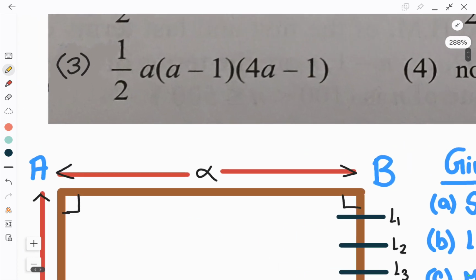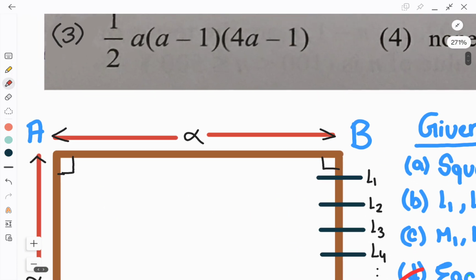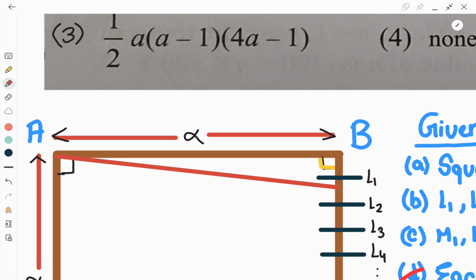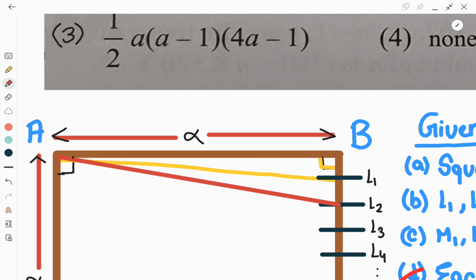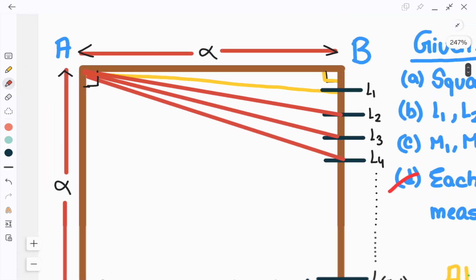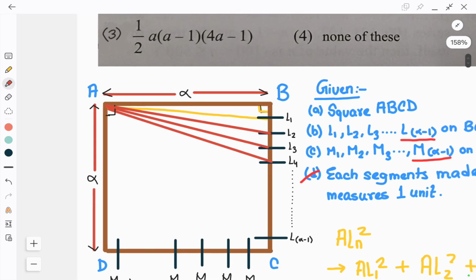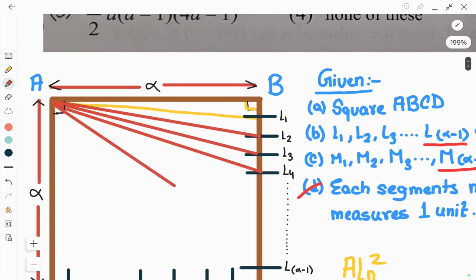So now let's see the diagram once. If we carefully observe, this is a right angle triangle because it's a square. Now let us join the points A and L1. Then I will join A and L2 and subsequently A and L3, A and L4, and it will go on up till this one.